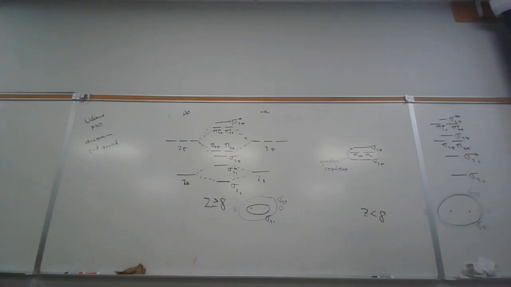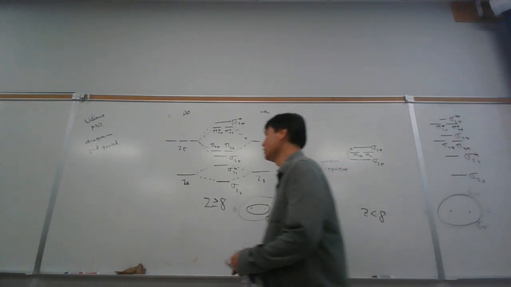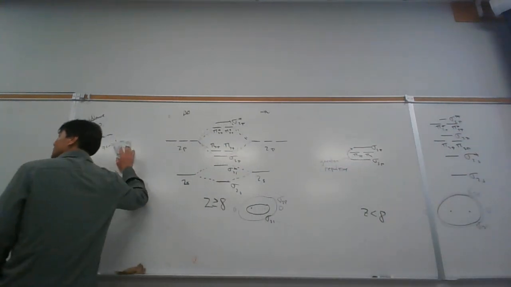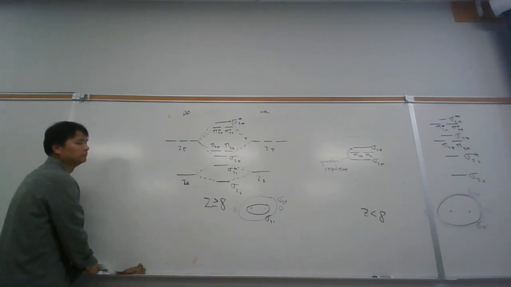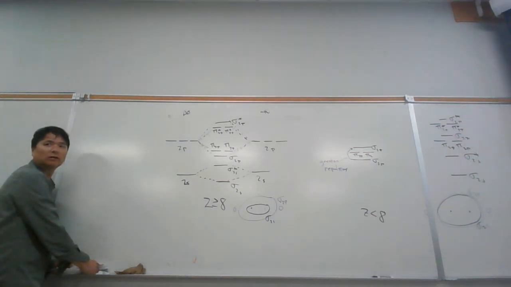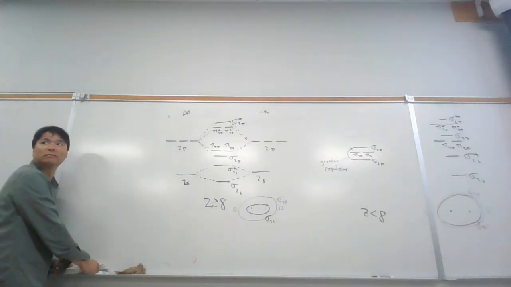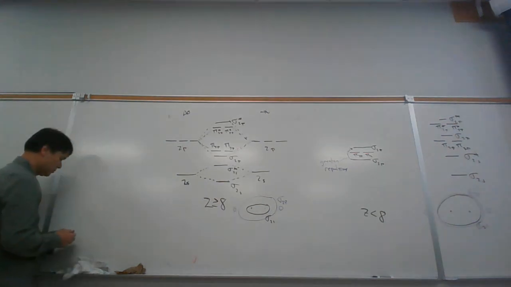Okay, so let's see how MO theory handles oxygen. So which MO diagram should we use for oxygen? What is Z on oxygen? Z is equal to 8. So should we use the left one or the right one here? The left one. Mm-hmm. So that's what we're going to do.